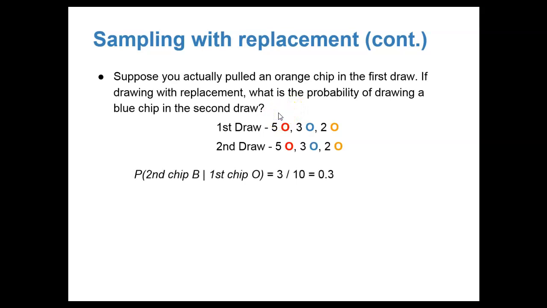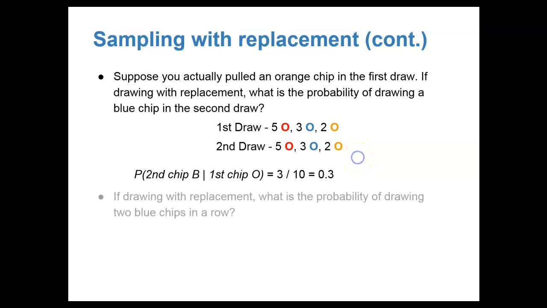Therefore, the probability that the second chip drawn out of the bag is blue, given that the first chip drawn was orange but then put back in the bag with replacement, would be exactly the same as what we had in the previous slide. It's 3 out of 10, or 3/10. Now let's take a look at another example.